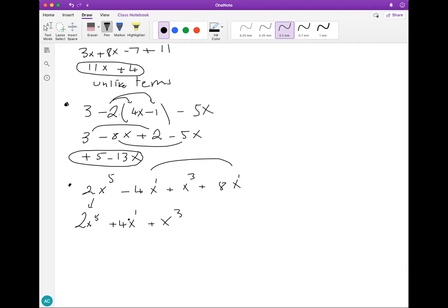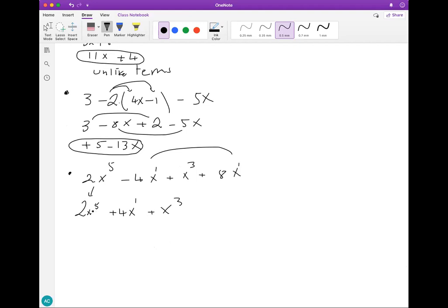So basically, we cannot add them. We cannot subtract them because they have different powers. We can do one little thing here to make it a little more simpler, a little more convenient. What do you think we can do as a final step here? It's almost, you can consider it done, but we can do one more thing.